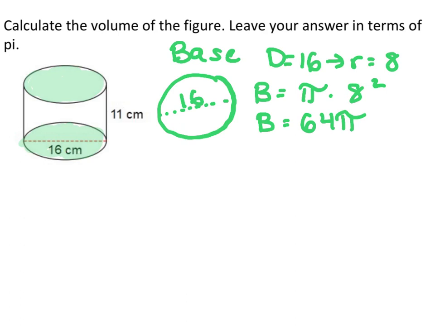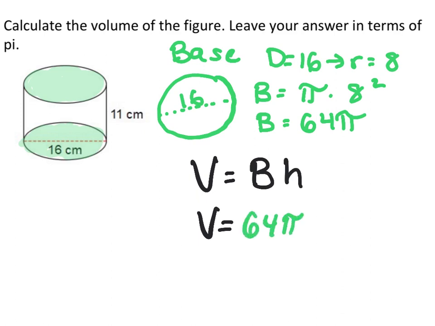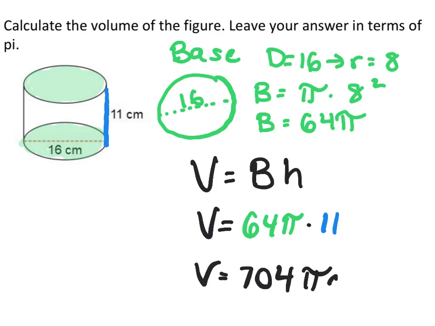Now if I want to find the volume, it's the area of the base times the height. So the volume equals the area of the base, 64 pi, times the height, which is the distance between the circles or the bases, which is 11. So if you plug that in, 64 times 11 gives us 704. So your answer is 704 pi centimeters cubed.